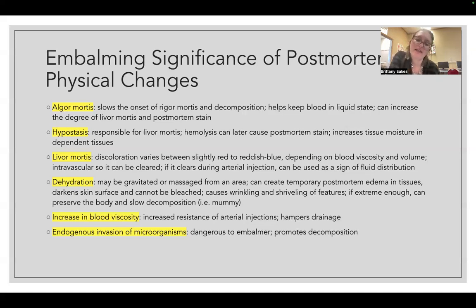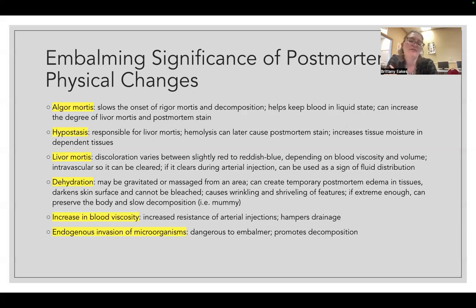Dehydration can actually be massaged from an area. Remember, massaging can help not only your chemicals reach the distal tissues, but you can manipulate body moisture. Dehydration darkens the skin. It can't be bleached. It can cause wrinkling and shriveling of features. And if extreme enough, it actually does preserve the body, but not in a way that we would want.